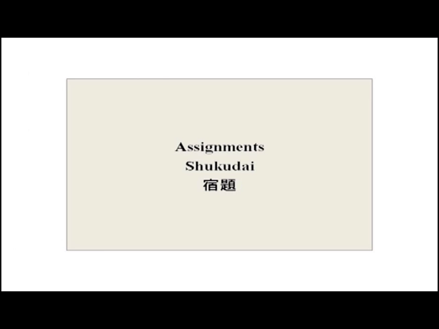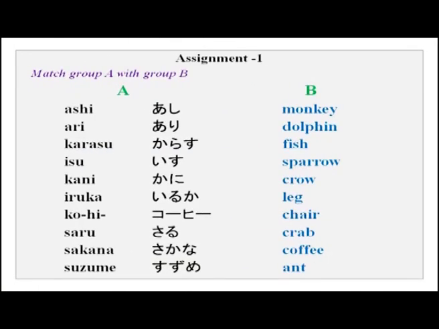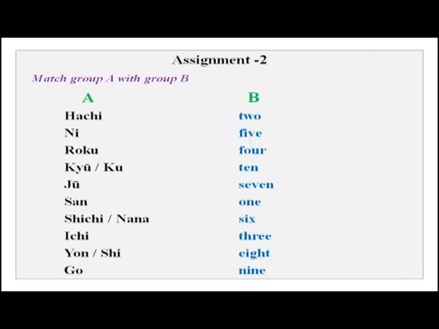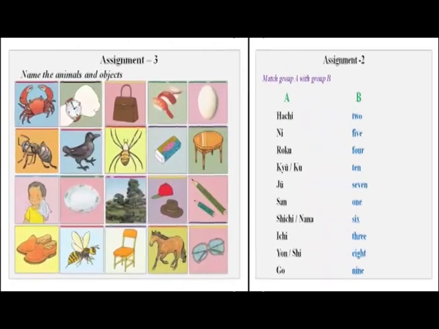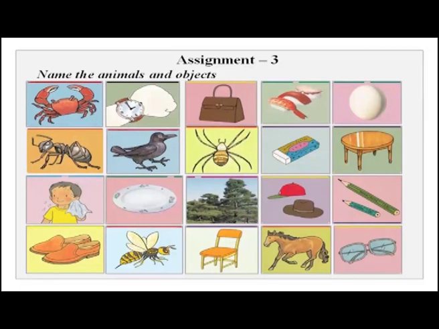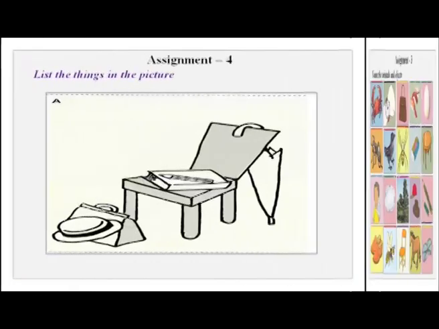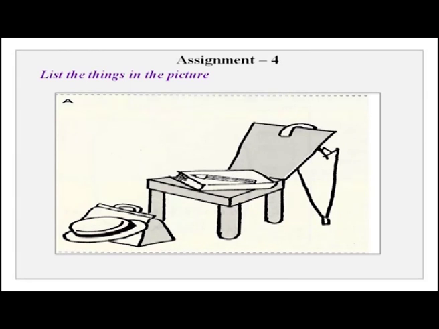Now, my work is over for today and your work begins. You have some assignments here for you. The first one is, you have these words, the vocabulary that we did and the English meanings over here. Just match group A with group B. Then we have 1, 2, 3, 4 till 10, well, match 1, 2, 3, 4 with their equivalents in Japanese. There are a number of pictures here. I want you to name all the pictures and practice loudly, and then there is a small exercise. There is a small picture here of a lot of things. Just list the objects in the picture.